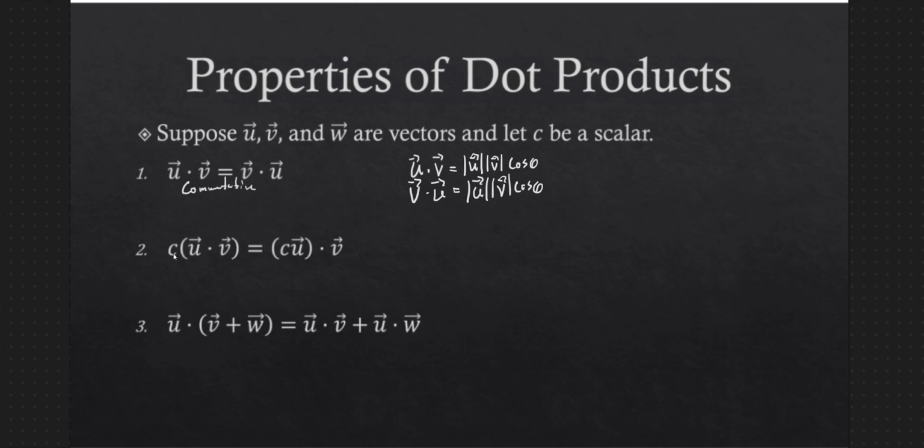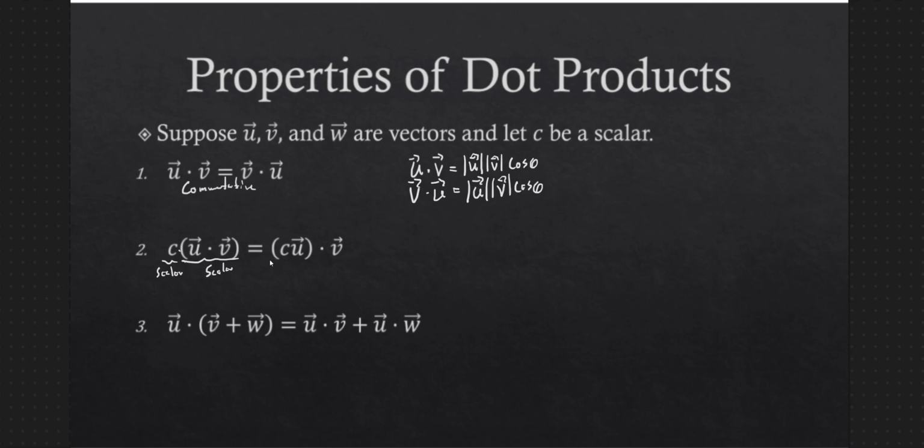Another fact here is about scaling a dot product by c. I'm not actually scaling a dot product. This multiplication is the multiplication of two real numbers, right? u dot v is a scalar, and c is a scalar. So this is just normal multiplication of real numbers.